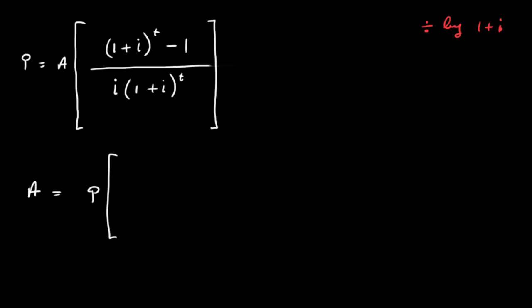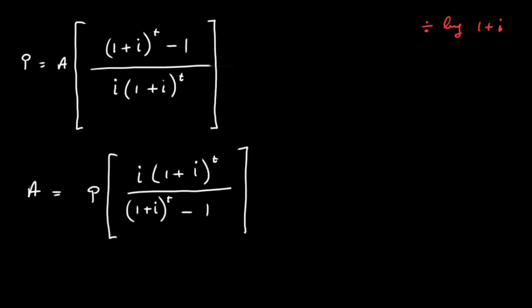So I'm going to just turn this upside down and multiply. So it's i times 1 plus i to the power of t divided by 1 plus i to the power of t minus 1. And that's it. That's the formula that we needed to derive.